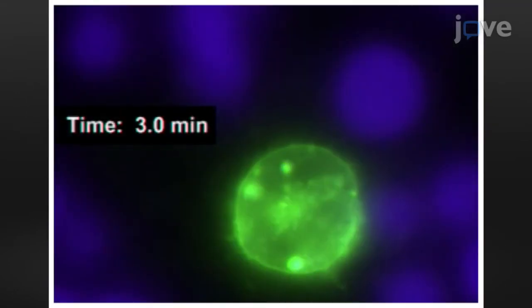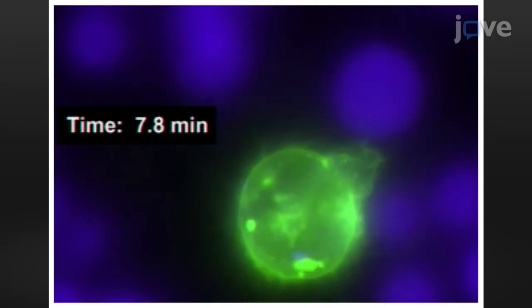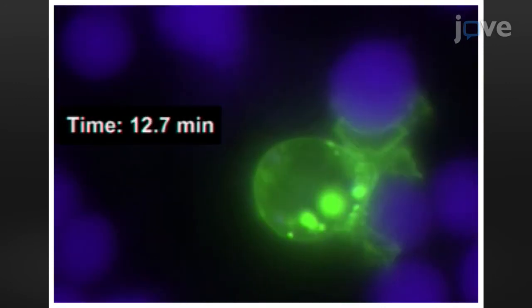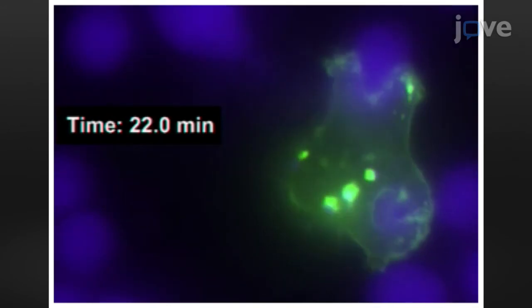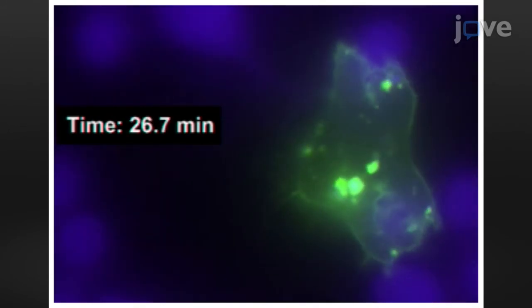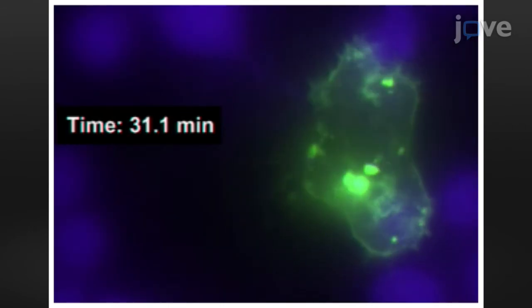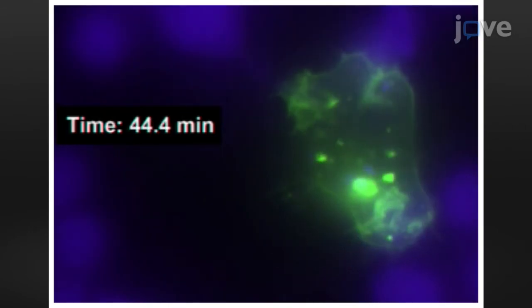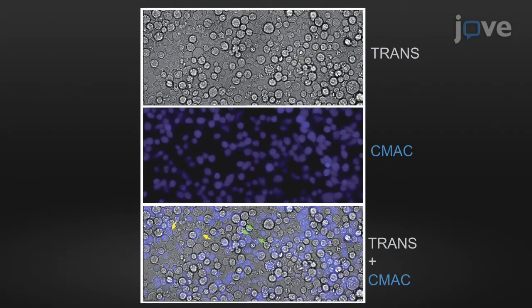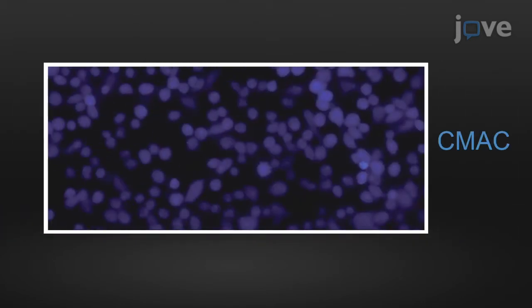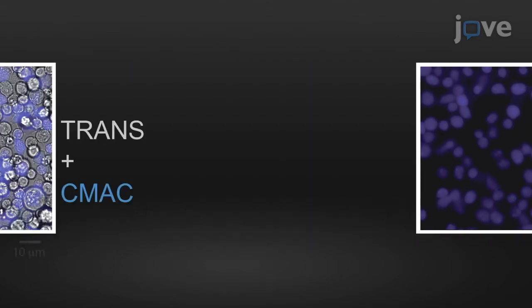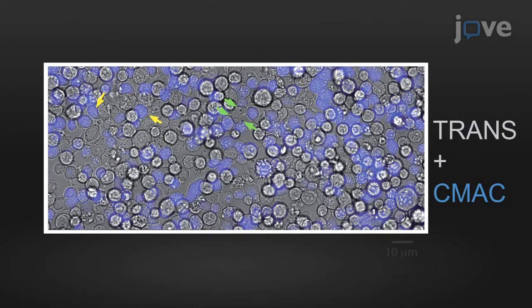In this study, Jurkat Raji immune synapse conjugates are generated and the early stages of immunological synapse formation are properly imaged. This strategy induces the immunological synapse formation while simultaneously performing the time-lapse imaging. Representative synaptic Jurkat Raji conjugates obtained from this technique are shown here, including an image of the transmittance channel, the cell tracker blue channel, and both of these channels merged.